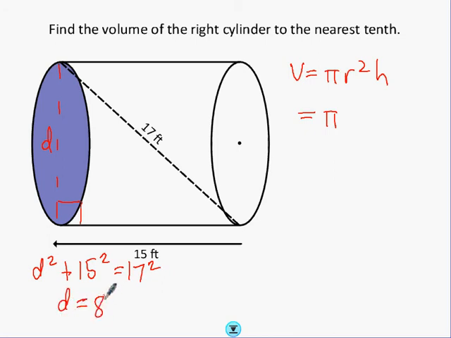D is equal to 8. This is a pretty common Pythagorean triple. So the diameter is 8, and so the radius, therefore, which is half of the diameter, is going to be 4. So we're going to fill that in, 4 squared, and the height of the cylinder. Just because it's lying on the side doesn't matter. The height is still the distance between the bases. That's 15 feet. And yeah, another one for the calculator.